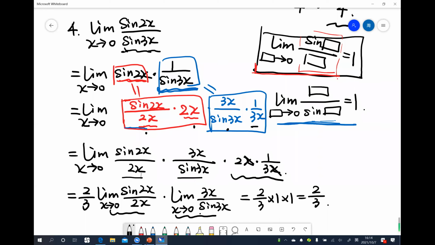Here I use product rule. So that is equals to limit times limit, right? And this part we use the first formula equals 1. And this part I use the second formula equals 1. So that equals to constant 2 by 3 times 1 times 1. So that is 2 by 3. Got it, Laoshi. I will explain it again.